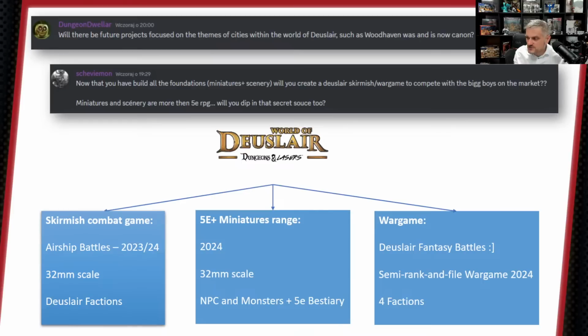Just for the purpose of this game and one more which I'm going to show you in a second, we are expanding our manufacturing.